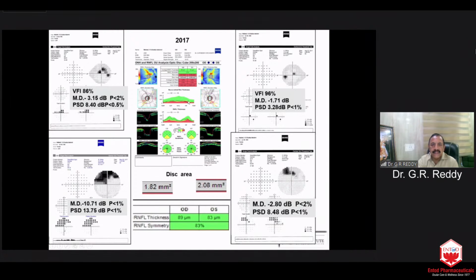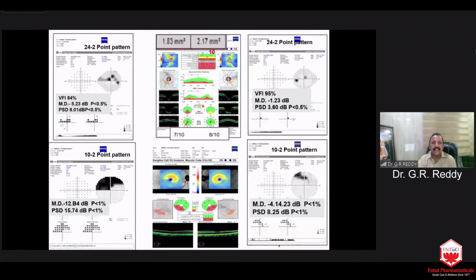The nerve fiber defect is normal, because the disc size is very small. When the disc size is very small and the field defect is coming from the fovea, usually the OCT may not be able to pick up the field defect. But actually, this is 2018, the same patient, and there is a slight increase in the patient's mean deviation index, and in this 2018 field, the defect appeared. Still, the defect did not appear in the OCT.